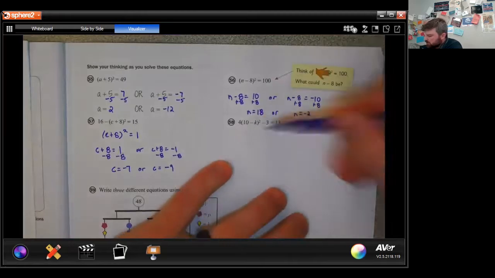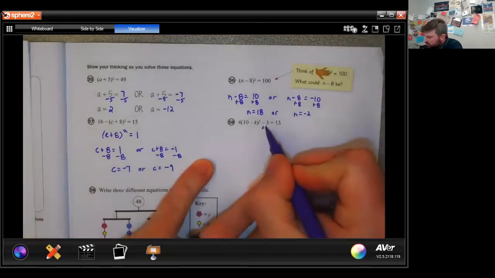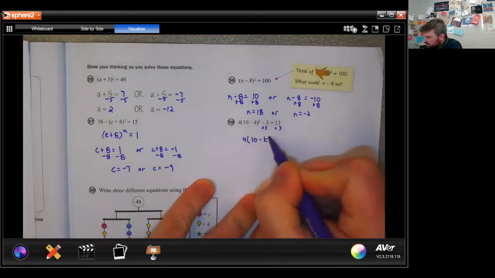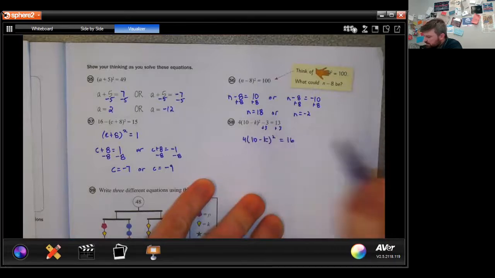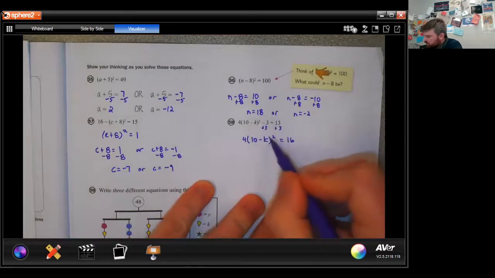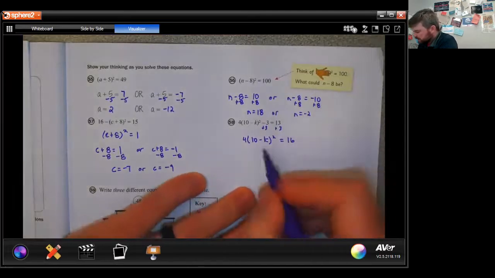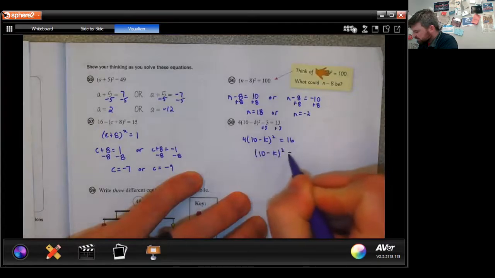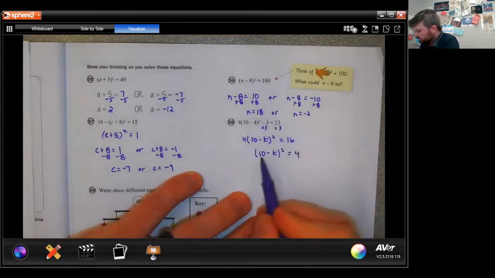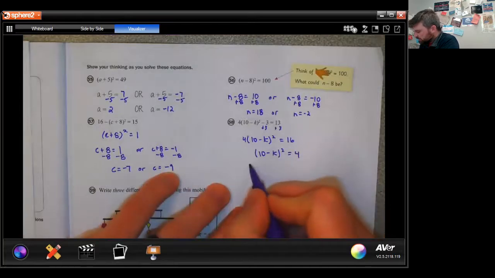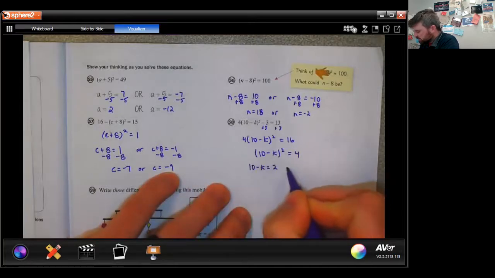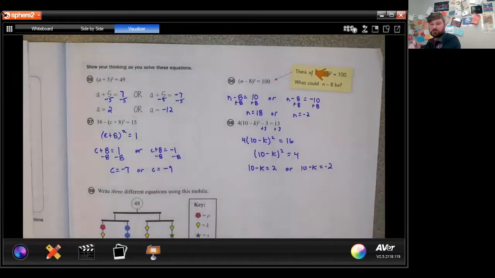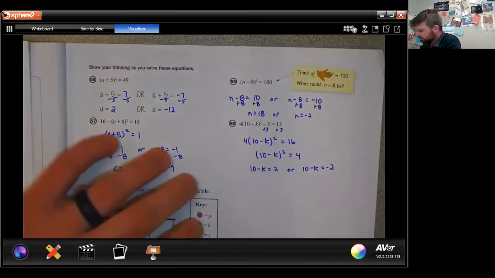Okay, here, this is kind of a longer one. So I'm going to add 3 first. So 4 times (10 minus k squared) equals 16. 4 times what number is 16? Well, 4 times 4 is 16. So you have 10 minus k squared equals 4. What numbers squared are 4? So 10 minus k could equal 2, or 10 minus k could equal -2. Because 2 times 2 is 4, and -2 times -2 is also 4.